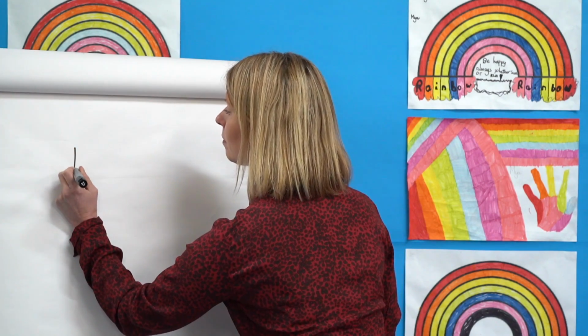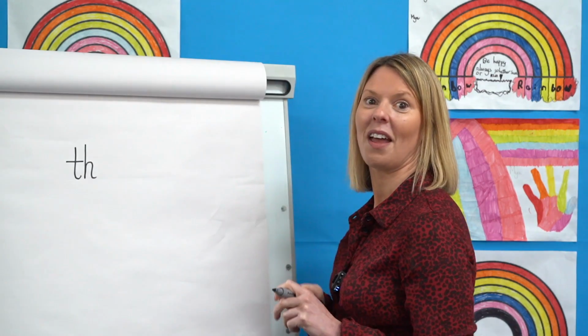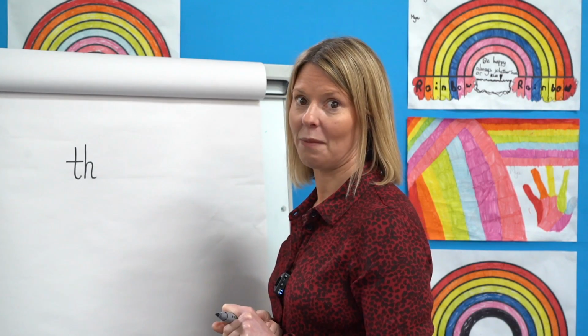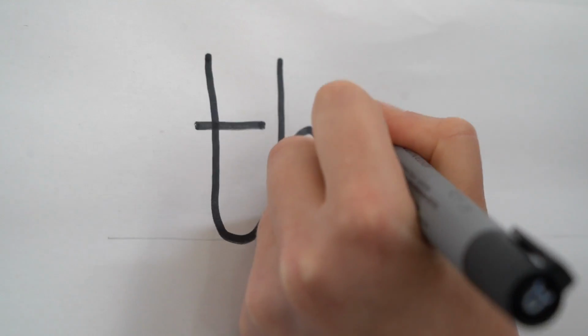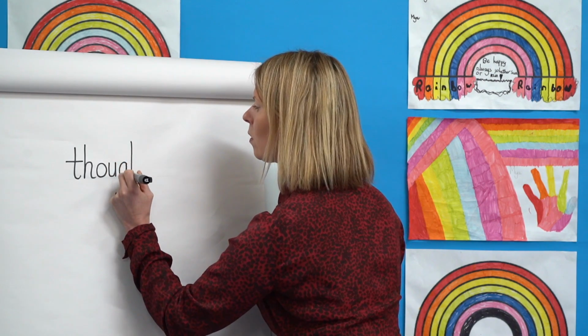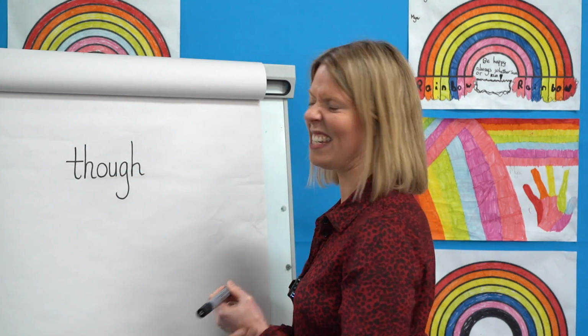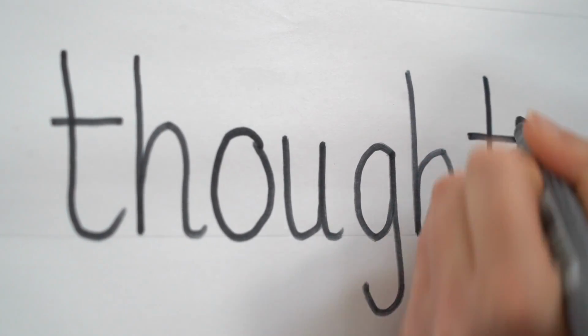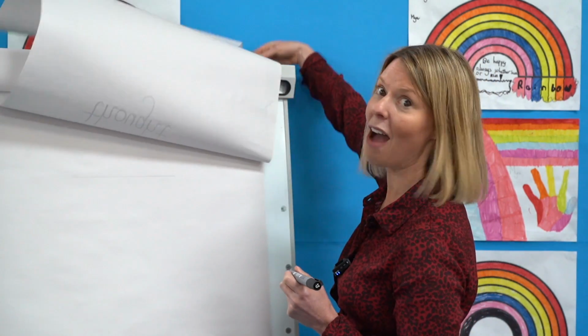How many sounds do I need? Three, that's right. Well, the first bit is easy. And then the next bit is tricky. It is written O-U-G-H. O-U-G-H or or. And the final bit is easy. T-th-or-t, thought. Hide time. Have a go.